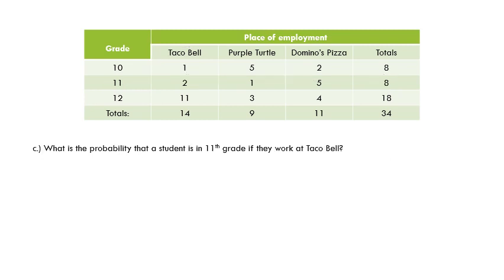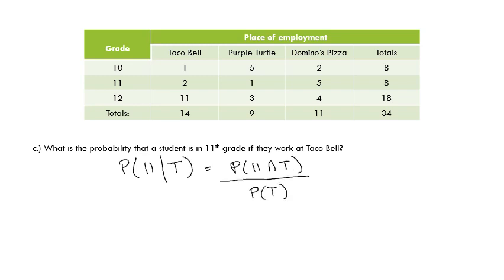Next one, probability that a student is in 11th grade if they work at Taco Bell. So this time we're kind of doing it backwards. 11th grade if they work at Taco Bell. So 11th grade and Taco Bell over probability of Taco Bell. So 11th and Taco Bell is 2. And then total Taco Bell is 14.